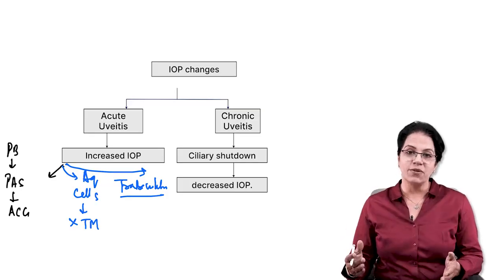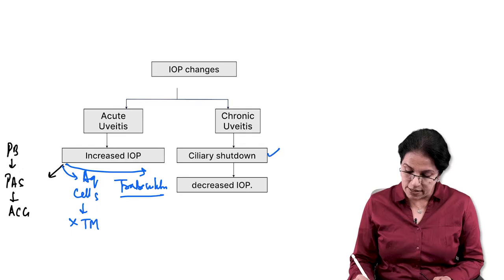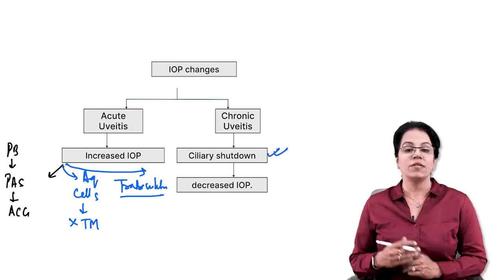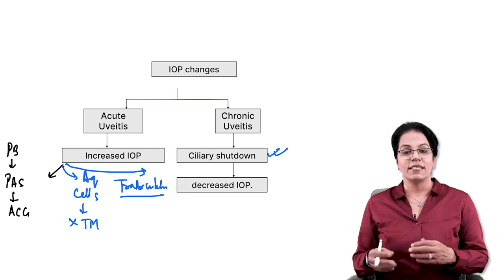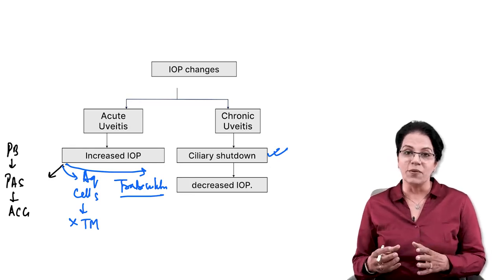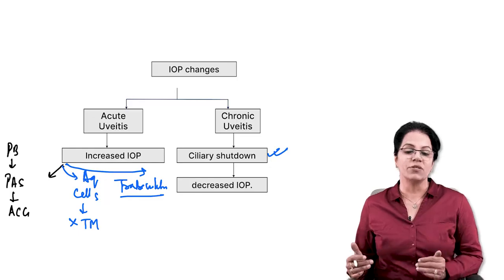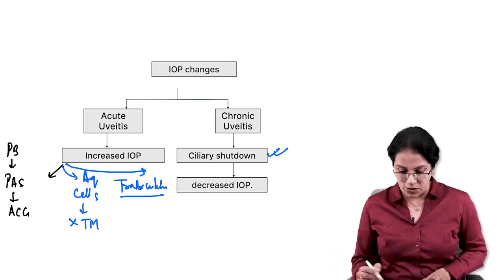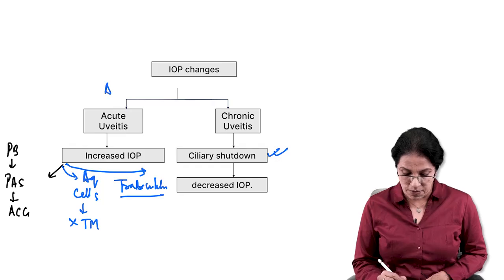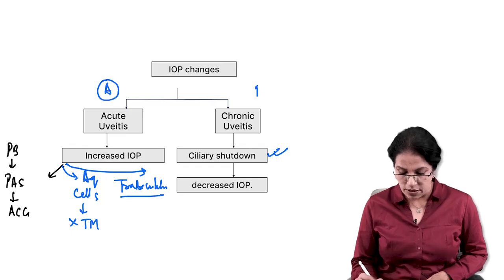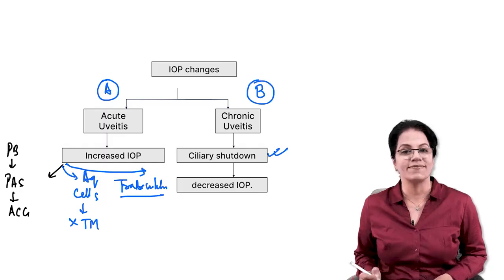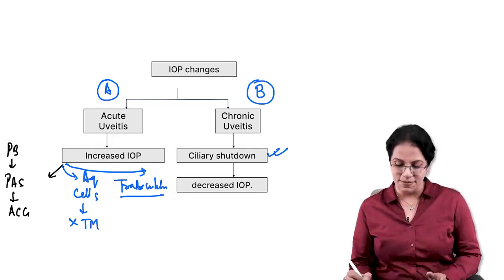What happens in chronic uveitis? In chronic uveitis, there is ciliary shutdown. When you say ciliary shutdown, what is happening? The ciliary processes are forming less aqueous. Less aqueous means decreased intraocular pressure. Got it? So, you should know acute, what happens? More pressure. Chronic, what can happen? Less pressure. So, these are the IOP changes.